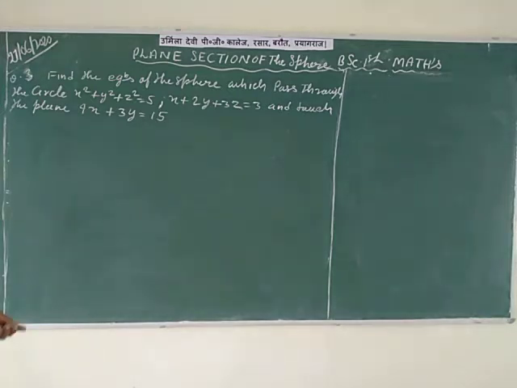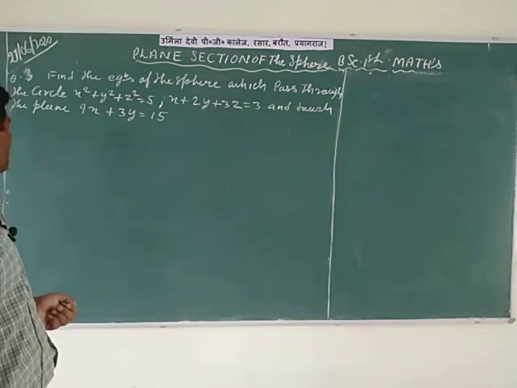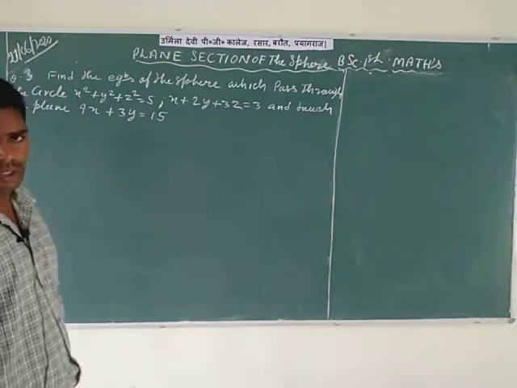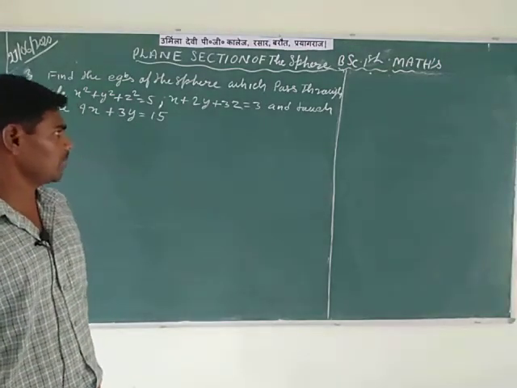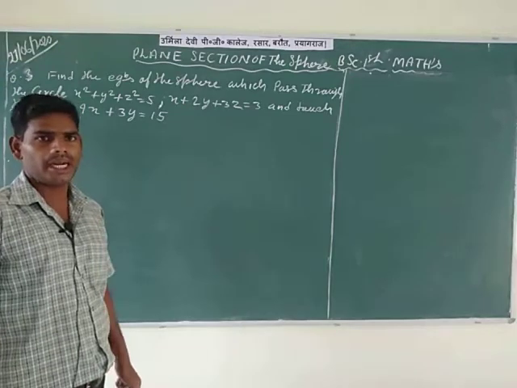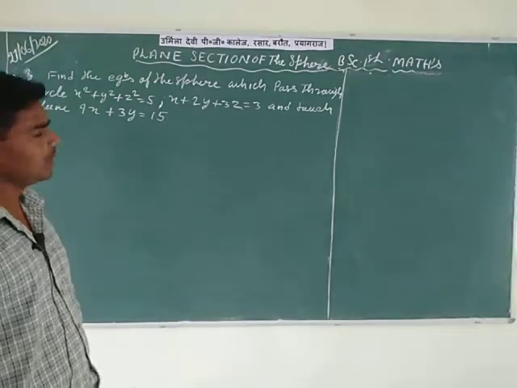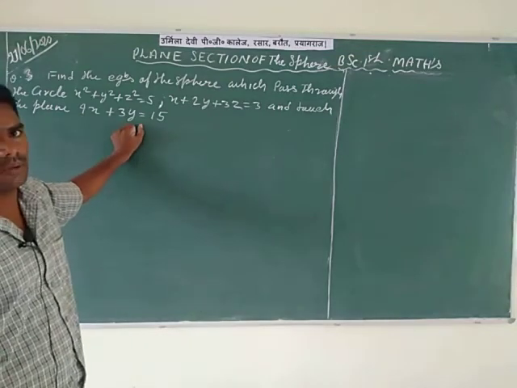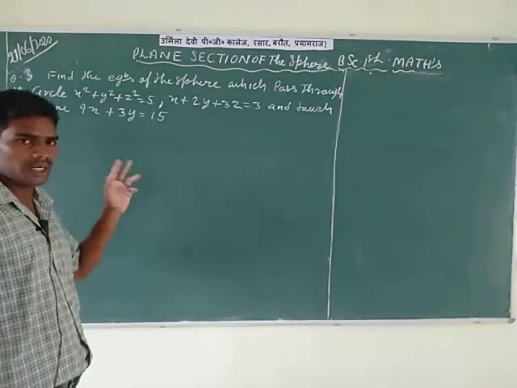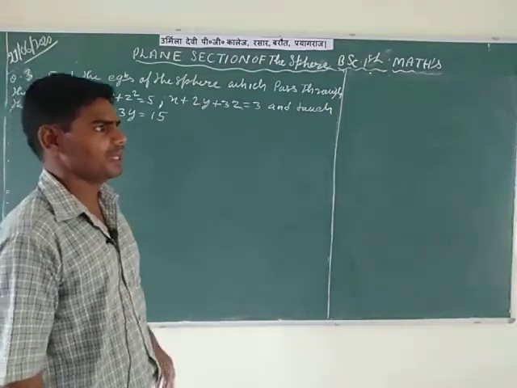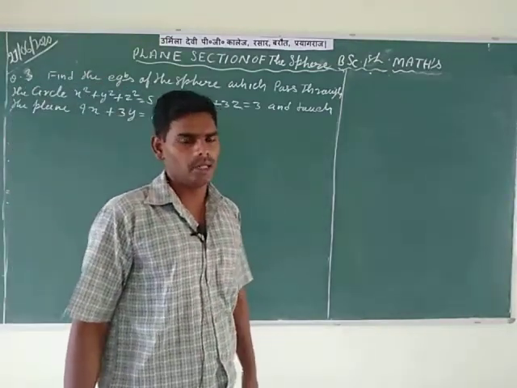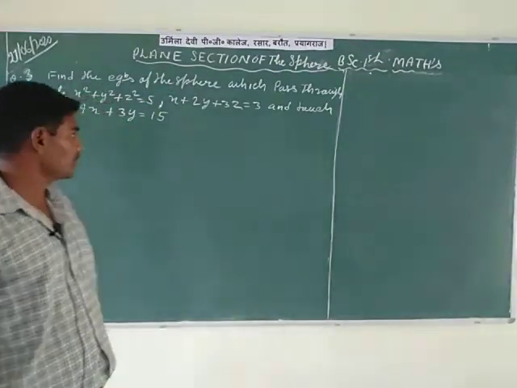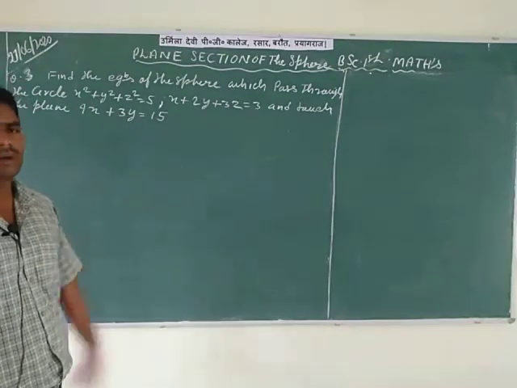In the next question, find the equation of the sphere which passes through the circle x² + y² + z² = 5, x + 2y + 3z = 3, and the required sphere also touches the given plane 4x + 3y = 15. So in this question, find the equation of the sphere which passes through the given circle, and it is also given that the required sphere must touch the given plane.